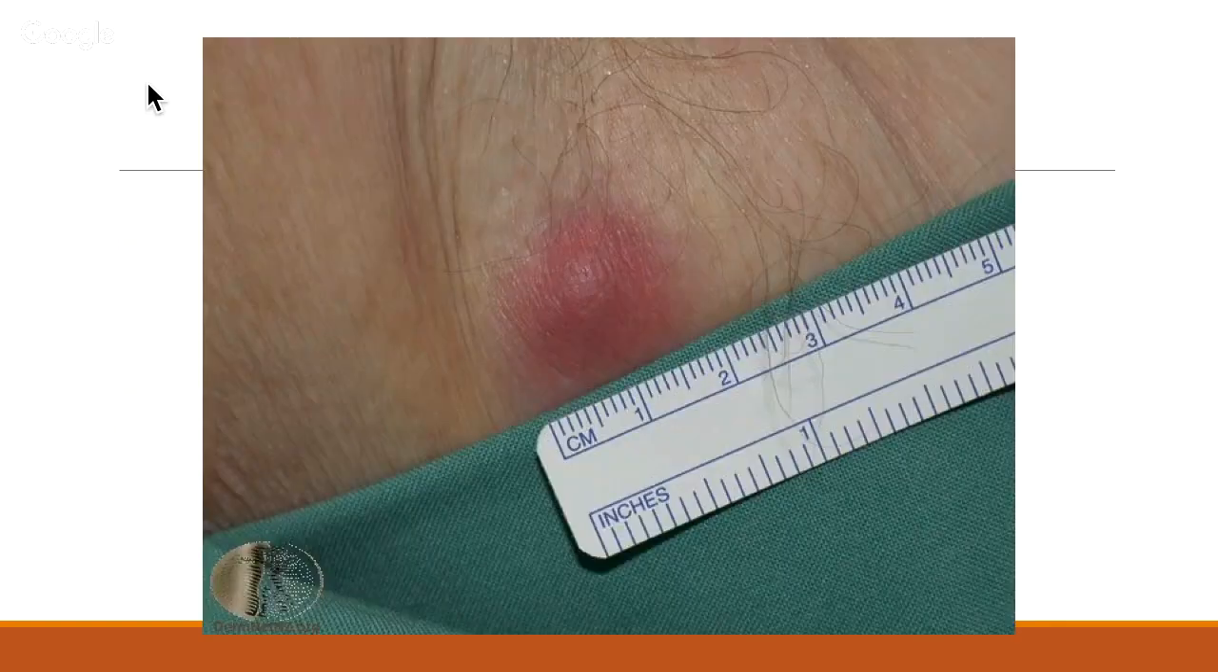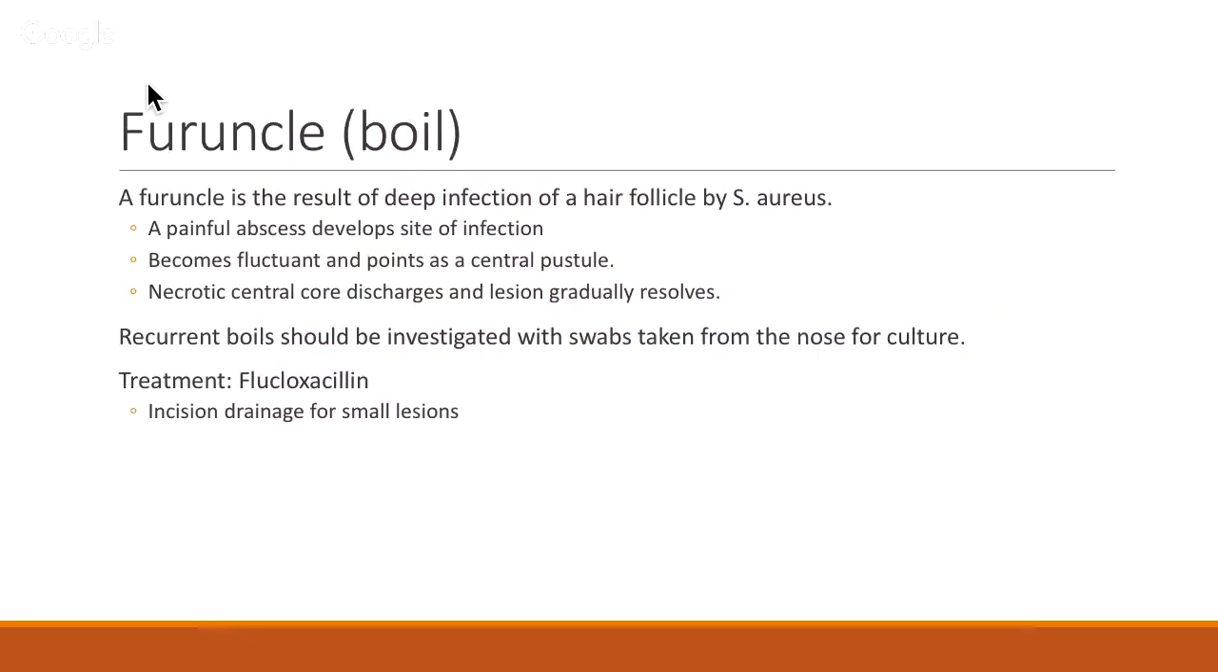So this is a deeper infection of the hair follicle. So this is a boil or furuncle. So it's sort of similar to an abscess. Similar cause, so Staph aureus, but now it's just tracked down deeper into the hair follicle itself. Treatment because of that is flucloxacillin. So if it's small, you can also just incise it and drain the pustule and the abscess that way.